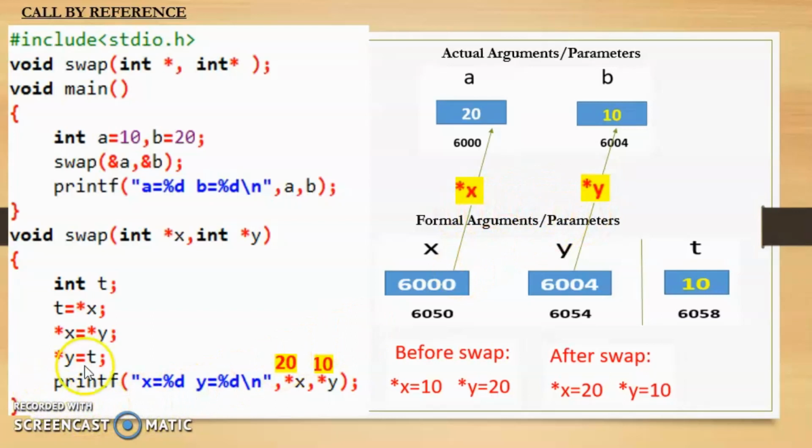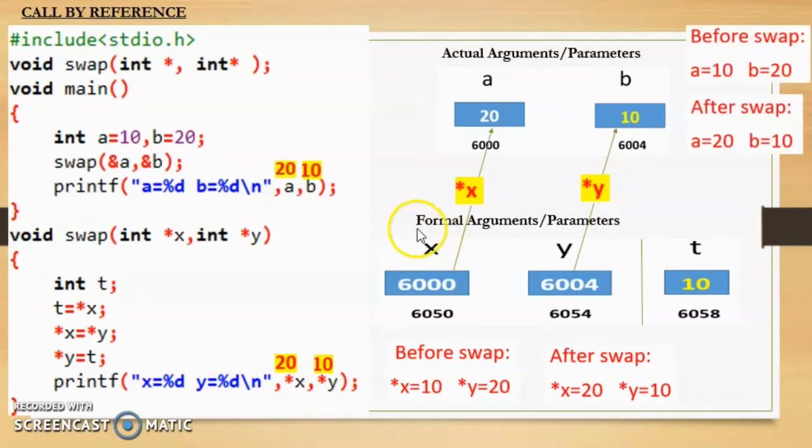So after this, we have this printf statement. So while printing, we are printing pointer x and pointer y value. So we will get x equal to 20 and y equal to 10. So over here we can see that the formal parameters are changed, but along with that the actual parameters, that is a and b values, are also changed because both of them refer to the same memory location.